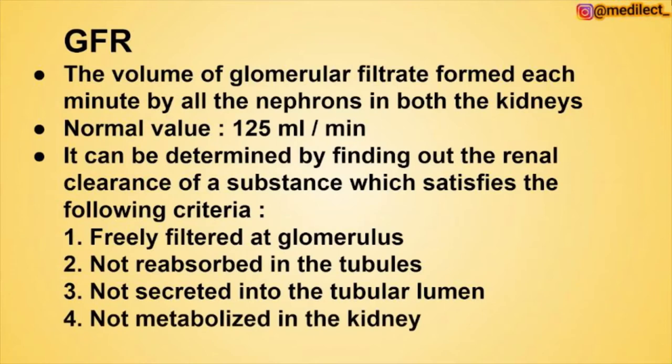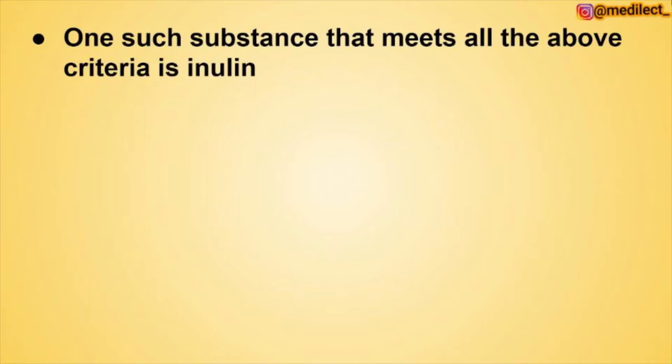It should be non-toxic. One such substance that meets all of these criteria is inulin. So remember, inulin is not absorbed from the kidney even a single percent. That's why inulin is used for the renal function tests also, to determine the perfect GFR of a particular human body kidney. Because whatever amount of inulin you will have in your diet will be released in the whole amount from the body. It will be directly excreted from the body. It is not absorbed in the kidney.